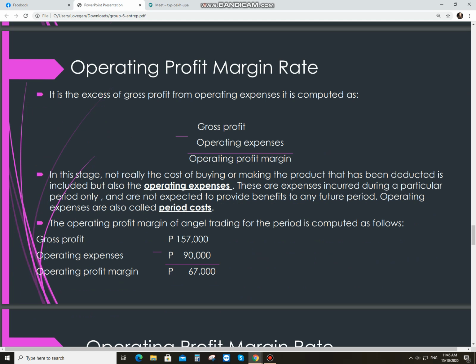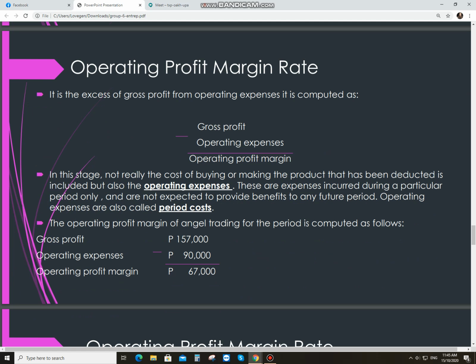In this stage, not only the cost of buying or making the product is deducted, but also the operating expenses. These expenses are incurred during a particular period only and are not expected to provide benefits to any future period. Operating expenses are also called period cost.